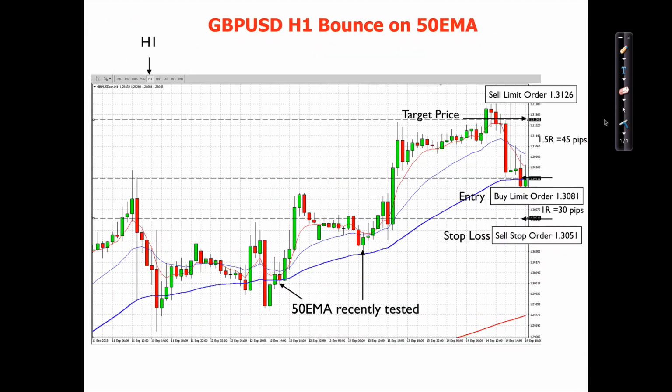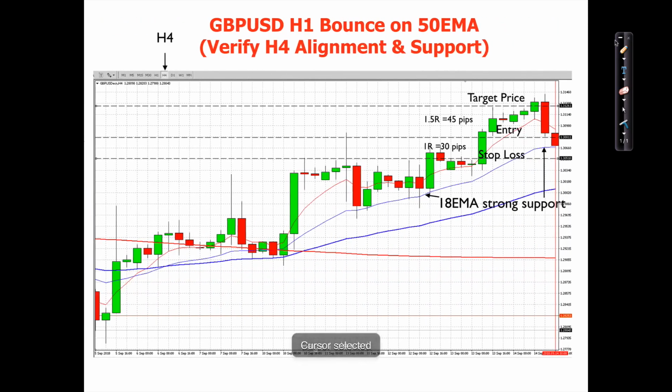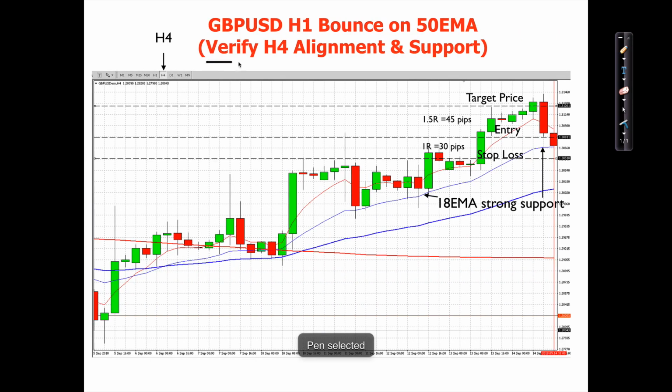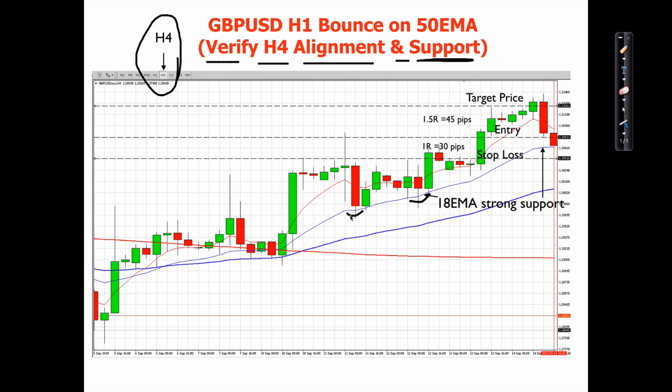Okay, so again, notice in this case, my entry is over here, stop loss is here, profit target is here. What must we do once we have placed our lines on H1? Normally I'll just draw lines. The next thing I'll do is look at H4 to ensure that H4 is aligned as well. So this is the H1, I'm now going to H4, to verify that H4 is aligned and supported as well. This is H4. You can see it's a clear uptrend. And notice on H4, where's the strong support? That's right, the strong support is now on the 18 EMA, this blue line. Can you see? Tested, tested.